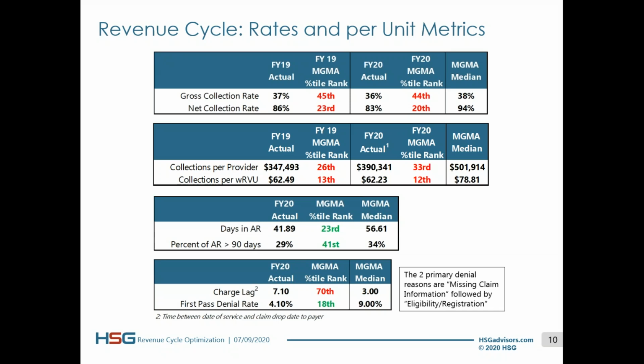Collections per work RVU, so per work RVU produced, what are we collecting? And here you can see we're again at the lower end. The MGMA median comparison there would be about $79 per work RVU, and we're at the low 60s.